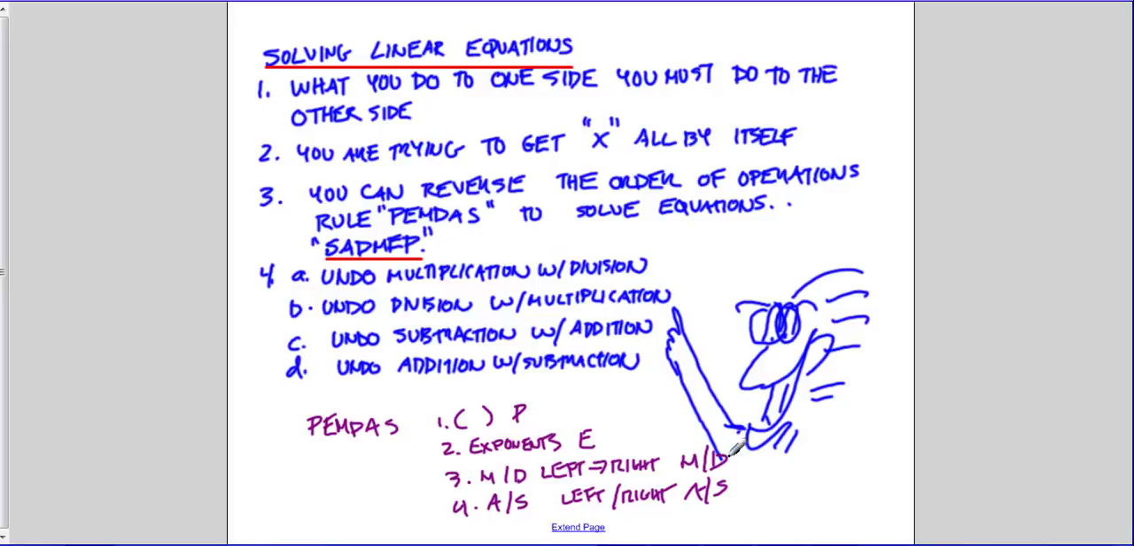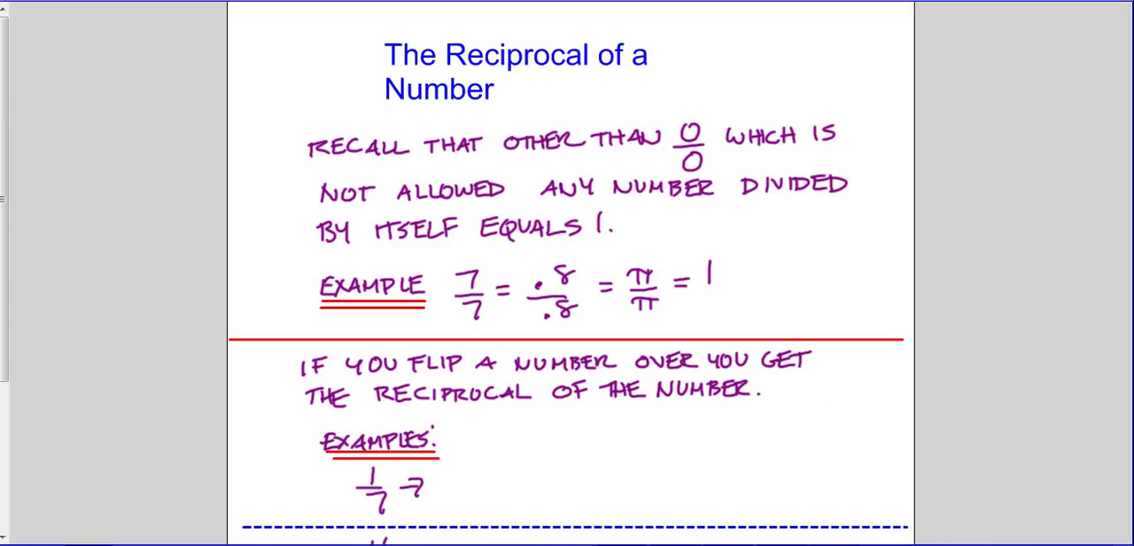So there's your PEMDAS. Well, when we solve an equation, we actually undo addition and subtraction first, and then undo multiplication and division. So we reverse the process, which is why I call it SADMEP. So now let's solve some equations.